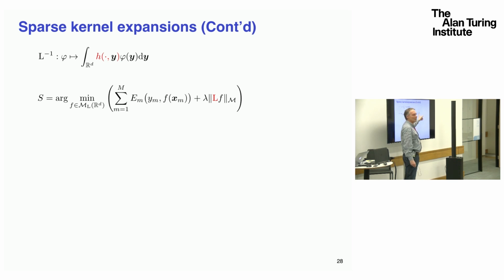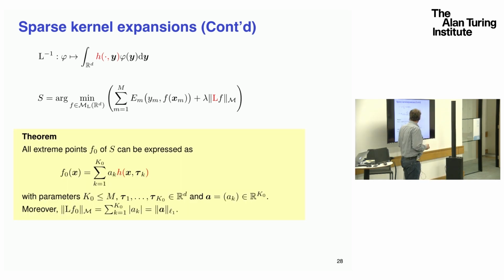It's just not a 2 here and not a Hilbert space, so there's an M. So that's a non-reflexive Banach space. And theorem: all extreme points can be represented as a sum of kernels. Now the difference is the kernels are allowed to move around. And what I didn't say before is that the number is less than or equal to M. Could it be less than M or always M?